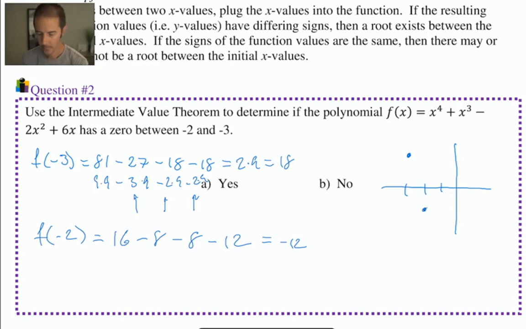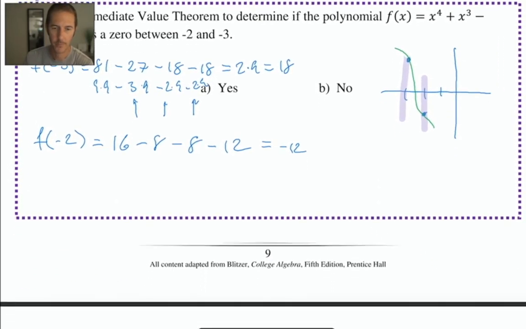There we are. So where x equals -3, we're above the x-axis. Where x equals -2, we're below the x-axis. If I draw my curve through there, for sure, somewhere between -2 and -3, we have to cross the x-axis. So, is there a 0 between -2 and -3? Absolutely. That is the intermediate value theorem. And is there more? There's more.